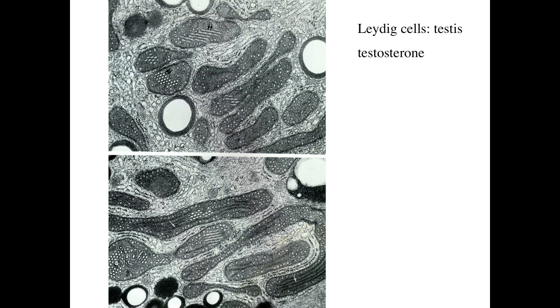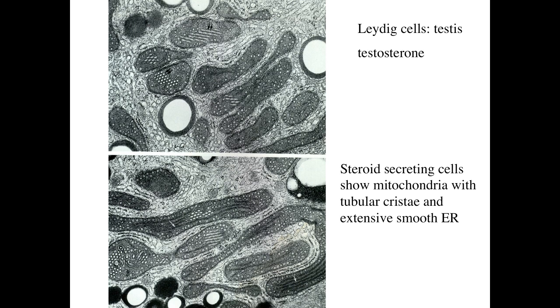Here's another interesting view of mitochondria, showing mitochondria with tubular cristae. These mitochondria happen to come from Leydig cells in the testis, and an interesting feature, cells that are involved in the production of steroid hormones show mitochondria with tubular cristae, and obviously the testis produces testosterone. So this is a very characteristic feature of steroid-producing cells, mitochondria with tubular cristae. So steroid-secreting cells will have, in addition to mitochondria with tubular cristae, a very extensive, smooth endoplasmic reticulum.